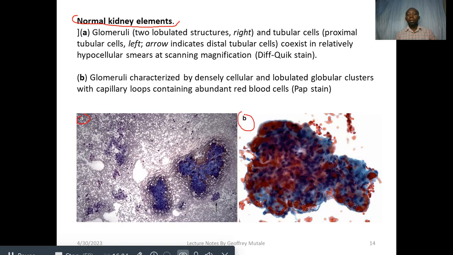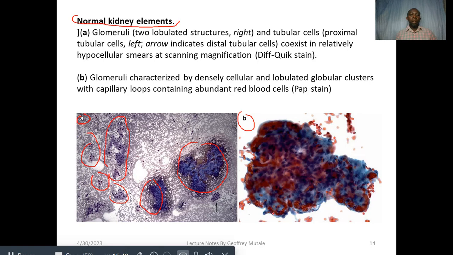So for A, we can see the glomerulus with the two lobulated structures on the right. These are the two lobulated structures here. We have one here, and then we have another one here. And the tubular cells, which are proximal tubular cells, on the left, and we can easily see these are the cells we are referring to. These are not lobes, but these are cells we are seeing here.